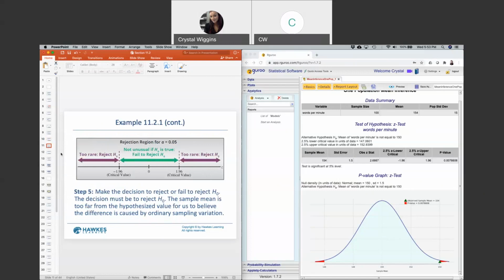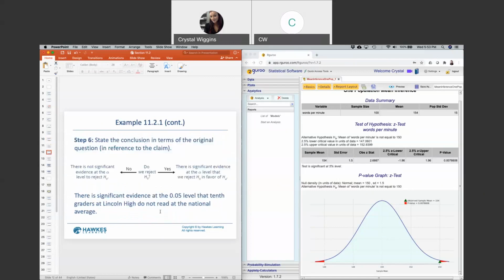But we saw that our test statistic was 2.67, which falls into that rejection zone. And we can conclude now that we rejected that null, and that means that we believe the alternative hypothesis. Our conclusion states there is significant evidence at a 0.05 level that 10th graders at Lincoln High do not read at the national average.